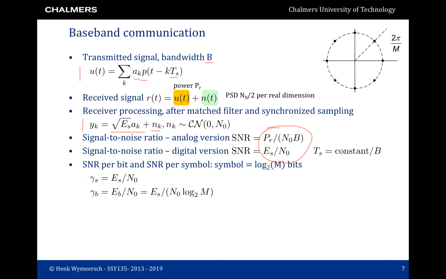We have 2 notions of SNR. We will denote by gamma_S the SNR per symbol, so Es over N0, while gamma_B will be the SNR per bit. This is because a symbol can contain log2 M bits, so the SNR per bit is smaller than the SNR per symbol. This is also given by the energy per bit divided by N0, where the energy per bit is the energy per symbol divided by log2 M.